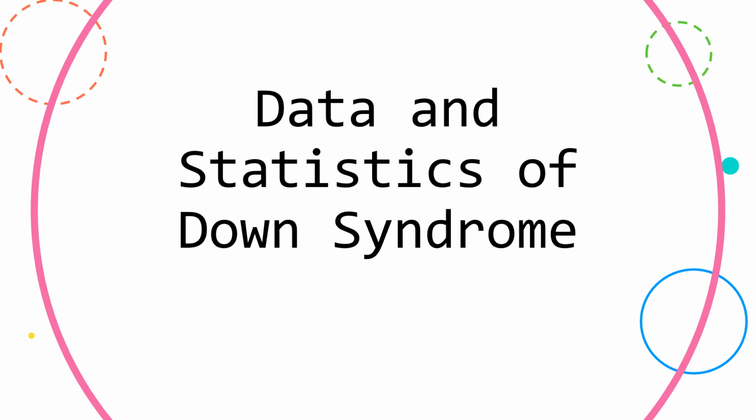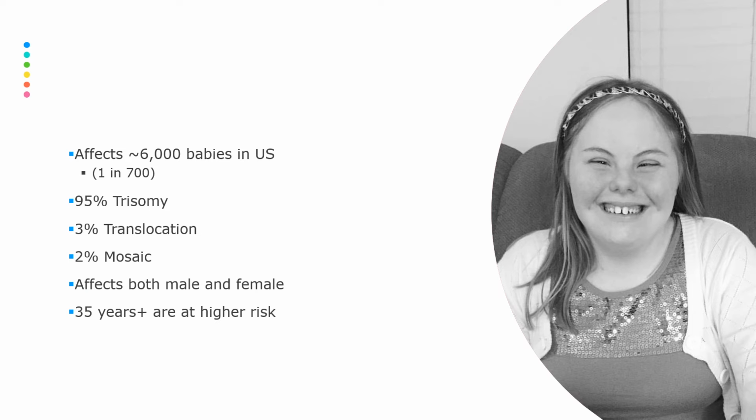Data and statistics of Down syndrome. Down syndrome affects approximately 6,000 babies in the U.S. This is equivalent to every 1 in 700 babies being born affected by this syndrome. 95% of these babies have trisomy 21 Down syndrome, 3% have translocation Down syndrome, and 2% have mosaic Down syndrome.